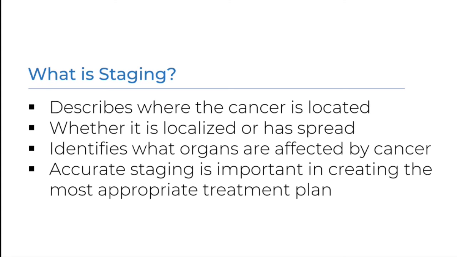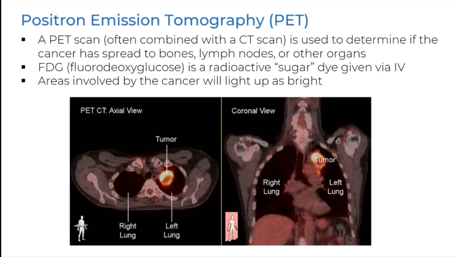It's extremely important to do the staging process because the accurate stage is what ultimately dictates the most appropriate treatment plan. Stage 1 is treated in a very different way than stage 4. So that's why it's very important to do the staging studies to get a sense of where the cancer is and what stage the cancer is.